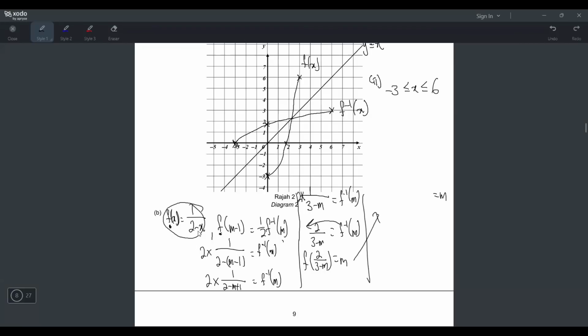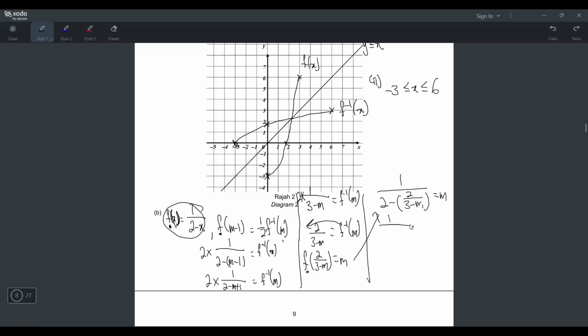So f(x) is 1 over 2 minus x. This one is also function f, so they are the same function, same family. It means I can write down 1 over 2 minus x, but you have to be careful, because you cannot write x anymore, because the bracket x already changed to something else. It changed to 2 over 3 minus m. So the x here also changed to 2 over 3 minus m. And now you can just continue, and then you will find your m eventually.